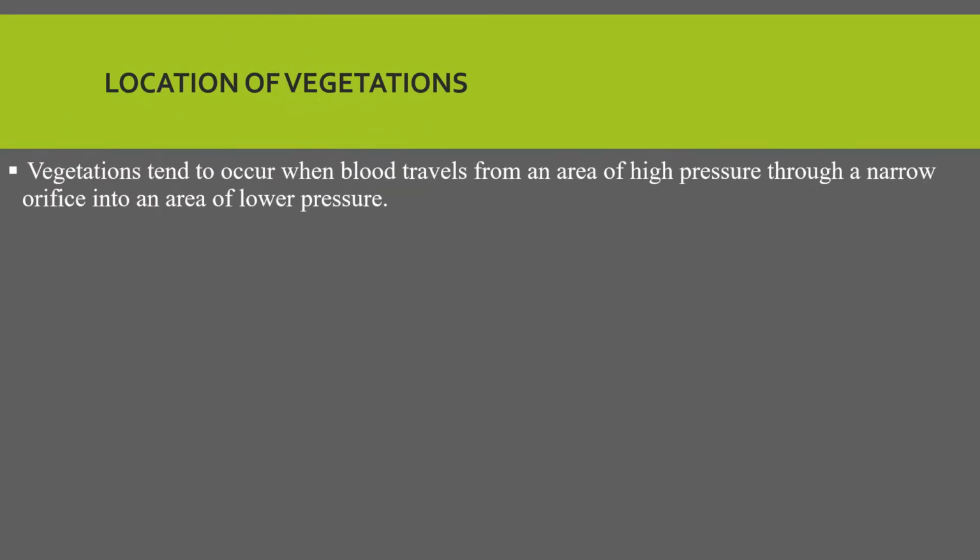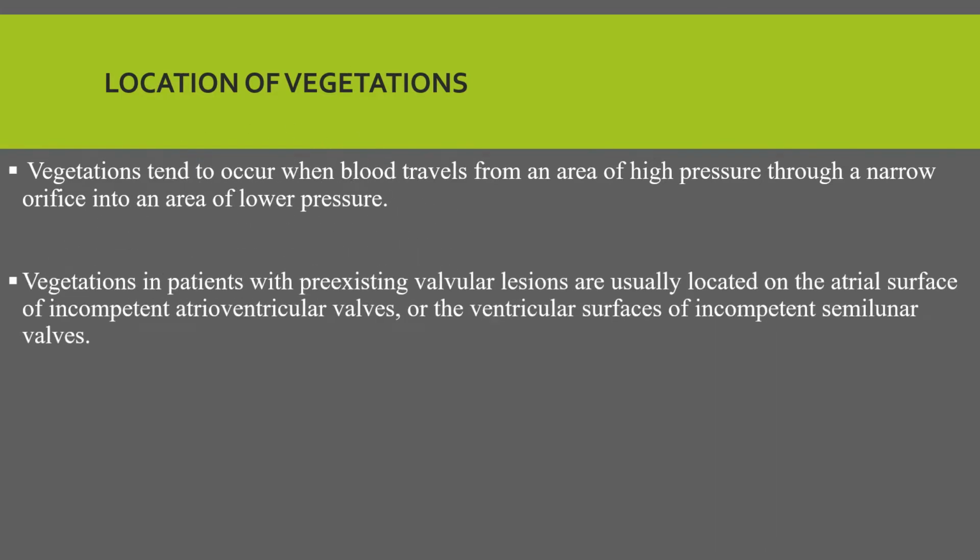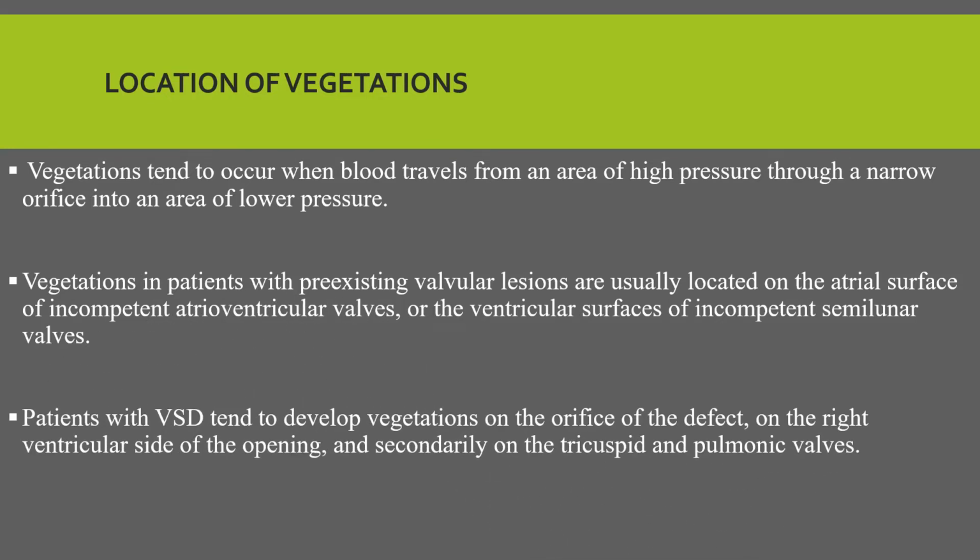When we talk about the location of the vegetation in infective endocarditis, vegetations tend to occur when blood travels from an area of high pressure through a narrow orifice into an area of lower pressure. Vegetations in patients with pre-existing valvular lesions are usually located on the atrial surface of incompetent atrioventricular valves or the ventricular surface of incompetent semilunar valves, because vegetation occurs on the low pressure side. Patients with VSD tend to develop vegetation on the orifice of the defect or on the right ventricular side of the opening, and secondarily on the tricuspid and the pulmonic valves.